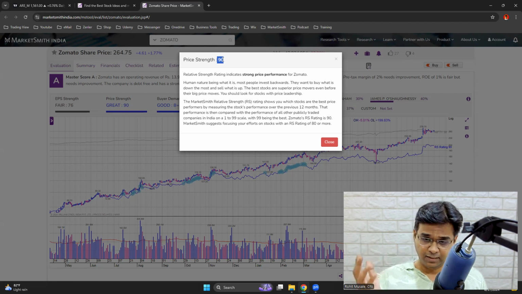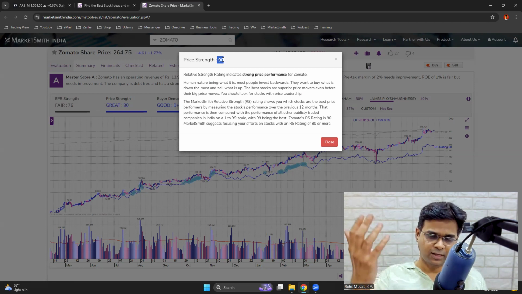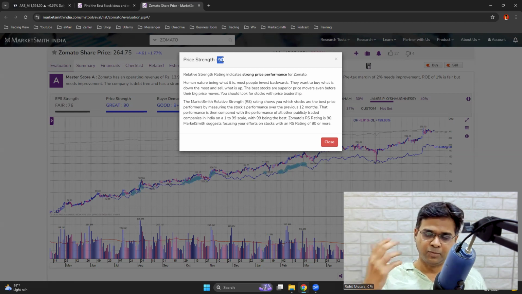it's already doing well. Now, you might think, Rohit, if the stock is already doing well, obviously the stock is likely to come down, right? But that is not the case. Historically, it's been observed that if a stock is doing well, it is most likely to do even better because it has got that relative strength.